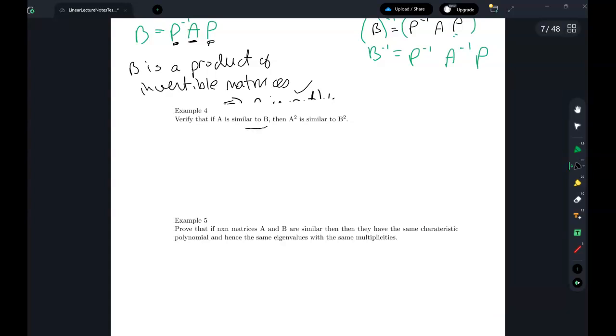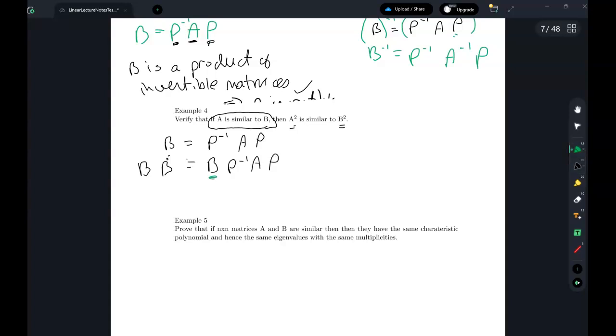Let's start out with what A is similar to B means. So that means B is equal to P inverse AP. I'm looking to see that A squared is similar to B squared. Since B is equal to this, how about if I multiply both sides by B? And if I multiply both sides by B, this is going to be B times P inverse AP.